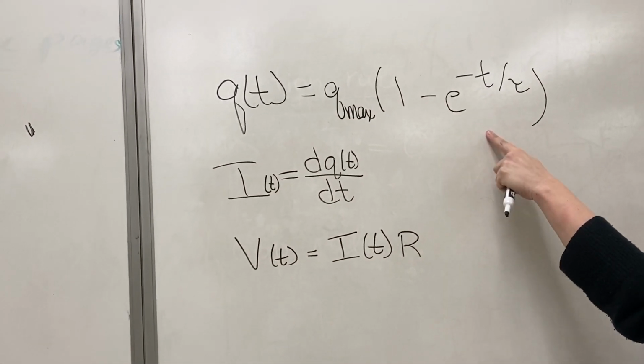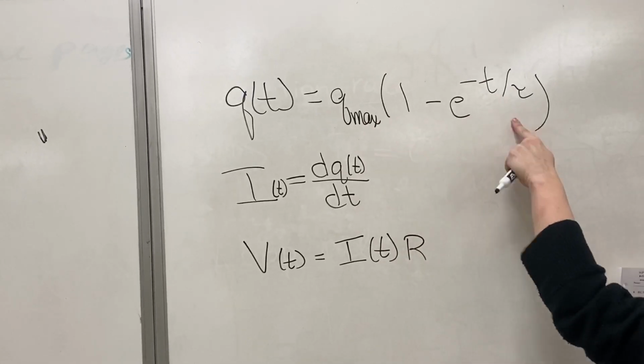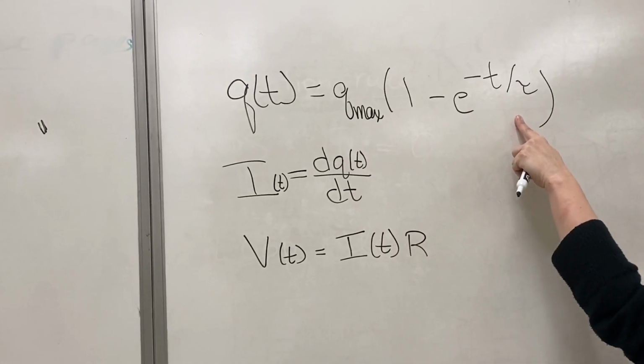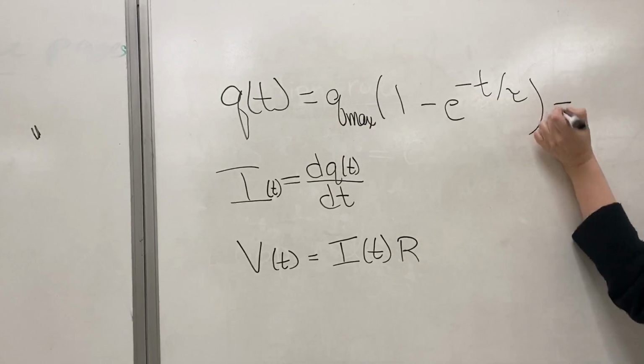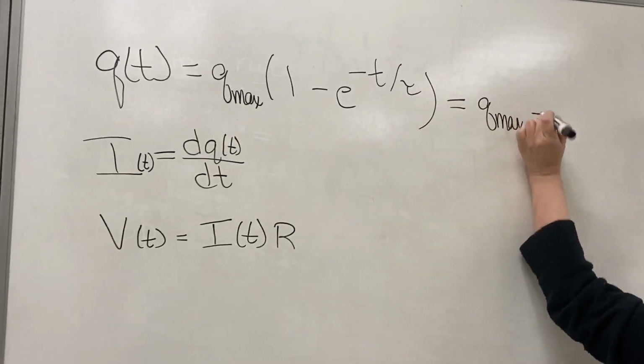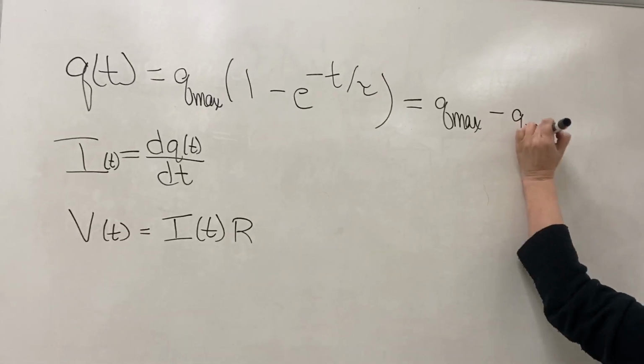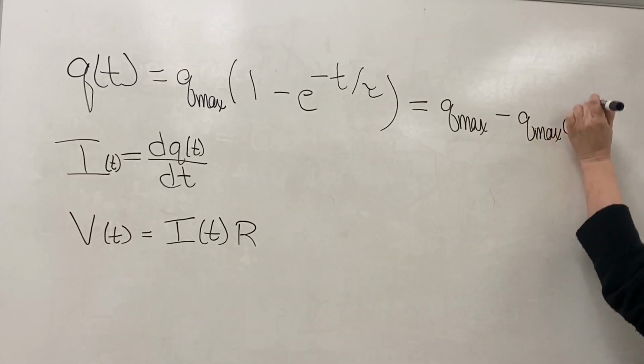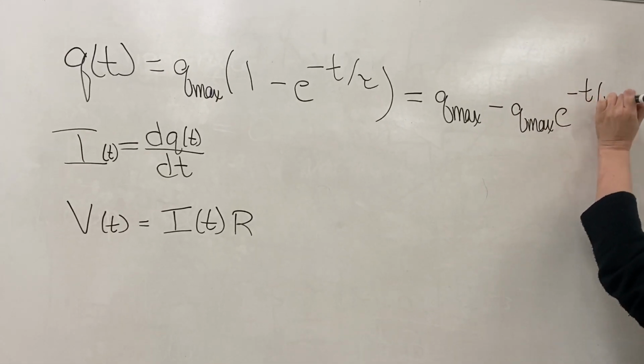So the steps that you follow are you start by writing this out, take the derivative. I recommend you distribute Q max in the beginning so that you don't lose track of it. And so we would write this as Q max minus Q max e to the negative t over tau.